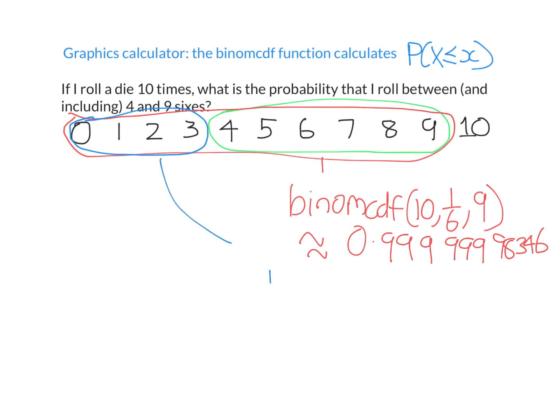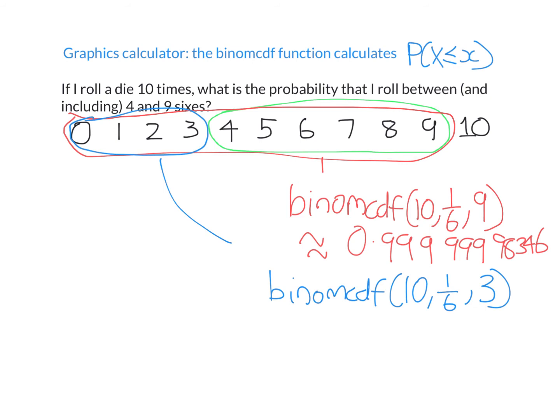So to do that, it's just going to be binomial CDF. We've still got 10 trials. Probability of success is a sixth. But this time, I'm finding the probability I get 3 or fewer 6s. So once again, I want to make the point, if I put this as binomial PDF, it would calculate the probability I get exactly 3 6s. Binomial CDF calculates the probability that I get 0 or 1 or 2 or 3 6s.